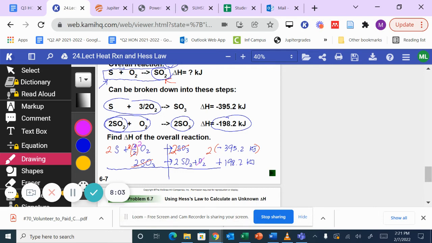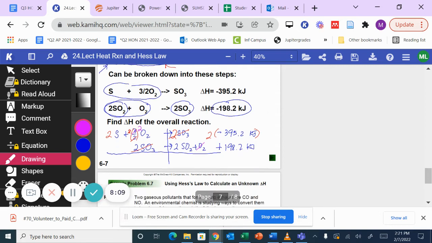Okay, so now is there anything else I can cancel? The 2s can't cancel with this. Okay, so nothing else cancels. I'm going to then write this that did not cancel down here plus 2O2 down here, arrow, 2SO2 plus, oh no, that's it.